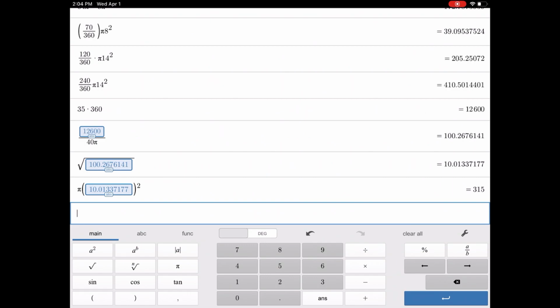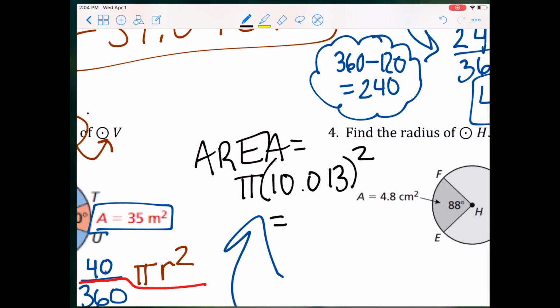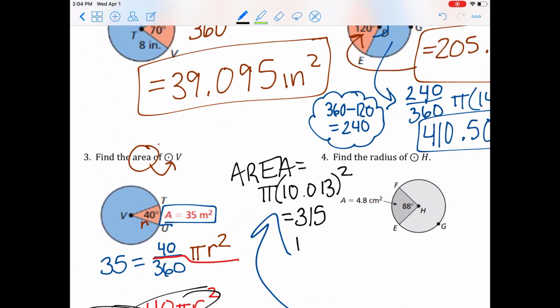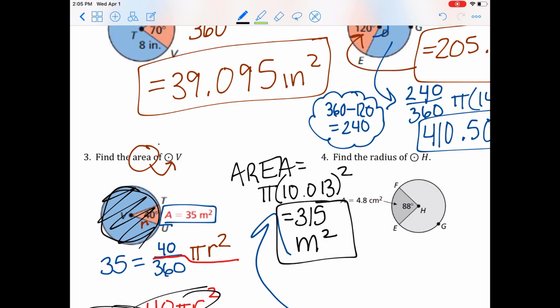So I used all of that, 10.0133777. I used all of it, and I got a perfect number out of it. So I highly recommend just copying the answer every single time. So 315 meters squared is the area of the entire circle. So all of this, that's what we just found. This 35 only belonged to that sector, to clarify that.